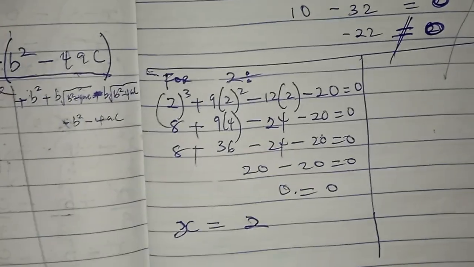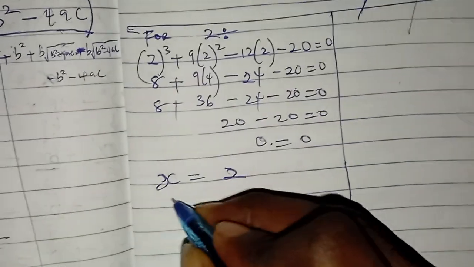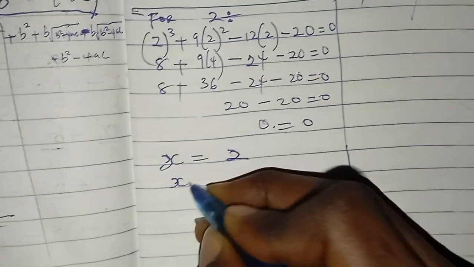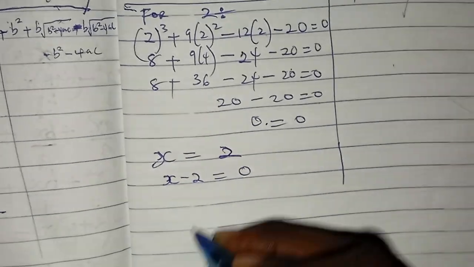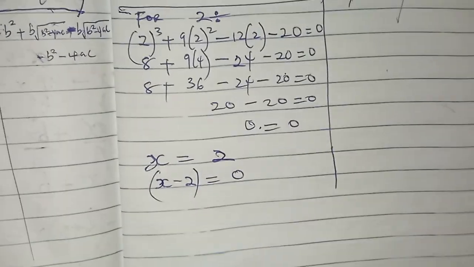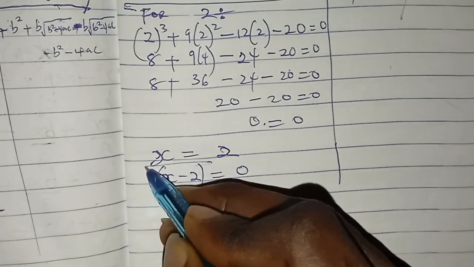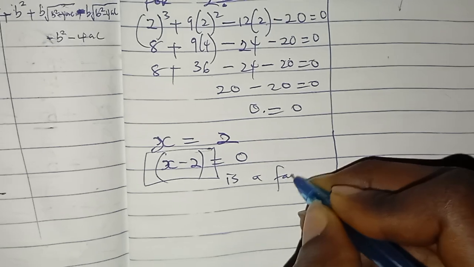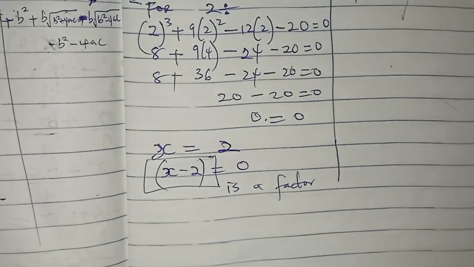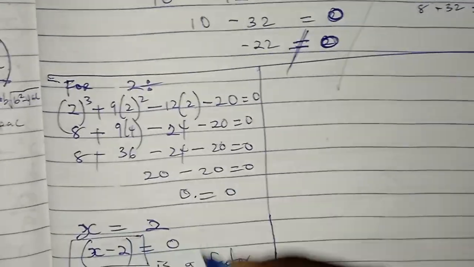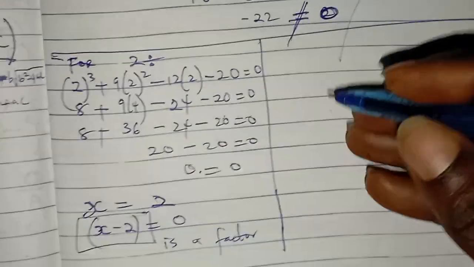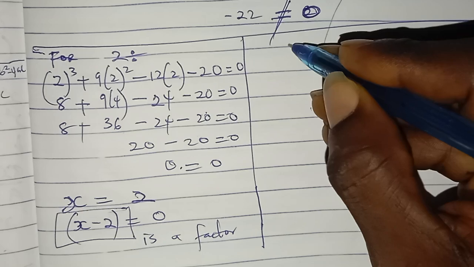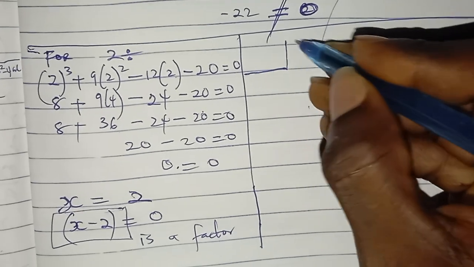So notice that this can be the same thing as saying x minus 2 equals 0. So this particular value that I have here, x equals 2, is a factor. Once I'm able to get the first factor, to get the remaining factors, I will simply do long division.